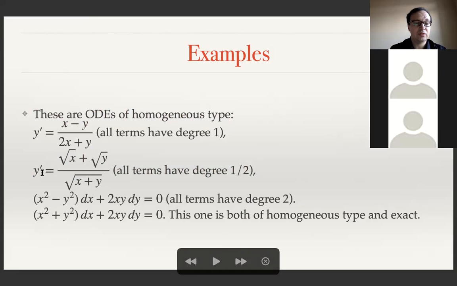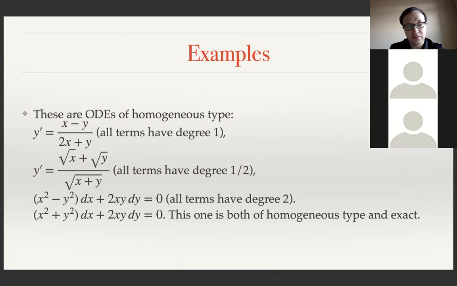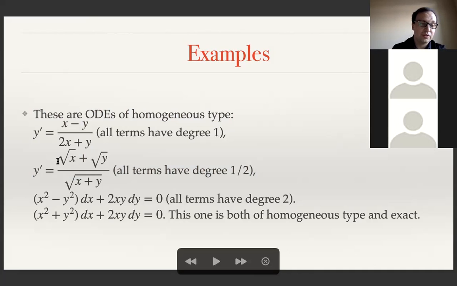And okay, what about this equation? y prime is square root of x plus square root of y over square root of x plus y. So I'll use this opportunity to point out that square root of x plus square root of y is not in general equal to square root of x plus y. So here all terms have degree 1/2. And so both the denominator and the numerator are homogeneous functions of degree 1/2. So this is a homogeneous type equation. What about this one? x prime minus y squared dx plus 2xy dy.